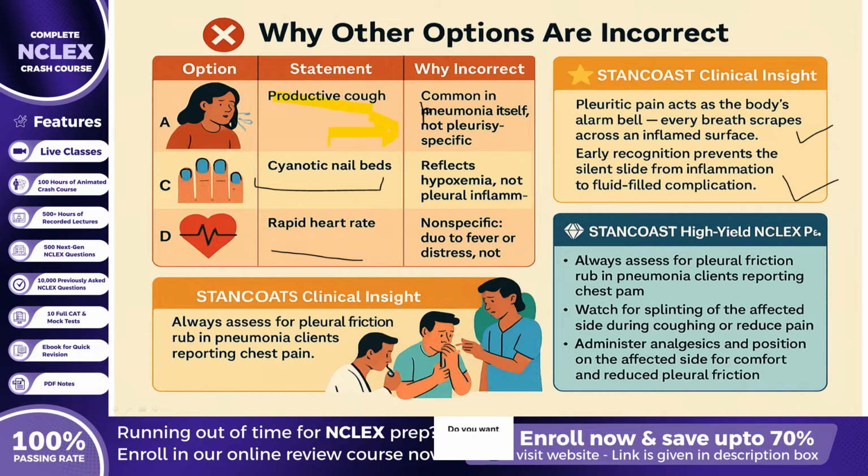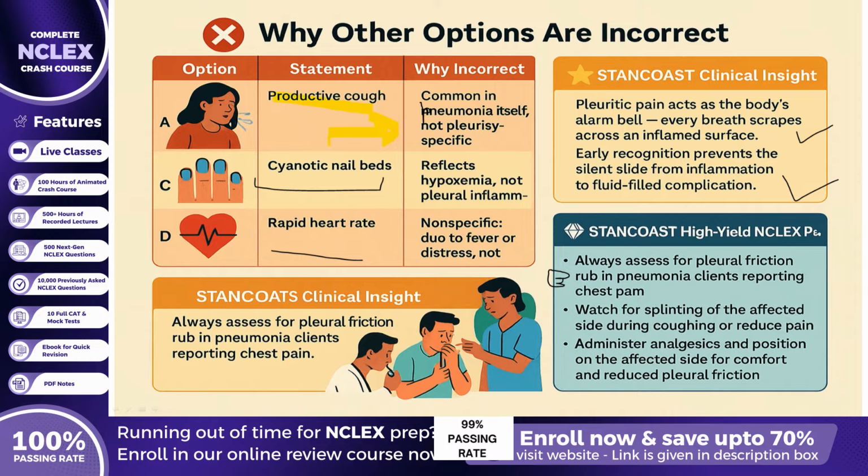Recognizing this sharp, localized pain early allows the nurse to detect pleural involvement before more serious complications, such as pleural effusion or empyema, develop. And now for the High-Yield NCLEX Pearl. Always assess for pleural friction rub in clients with pneumonia who report chest pain during respiration. Encourage the client to splint the affected side while coughing to minimize pain and reduce pleural irritation. Monitor for shallow breathing or decreased expansion on the affected side, which may signal that pain is limiting ventilation. Administer prescribed analgesics promptly and position the client on the affected side to promote comfort and limit pleural movement.